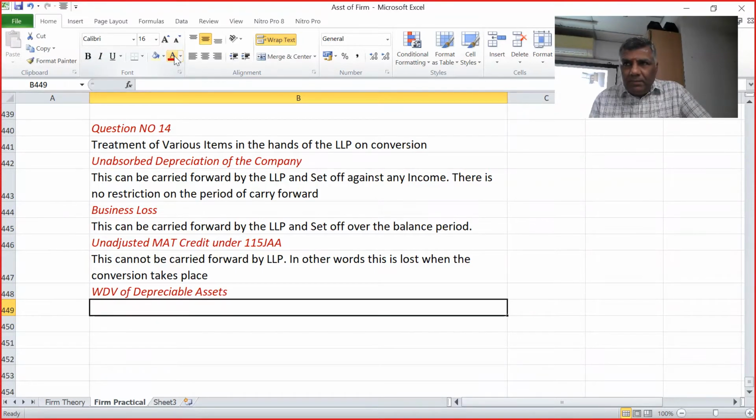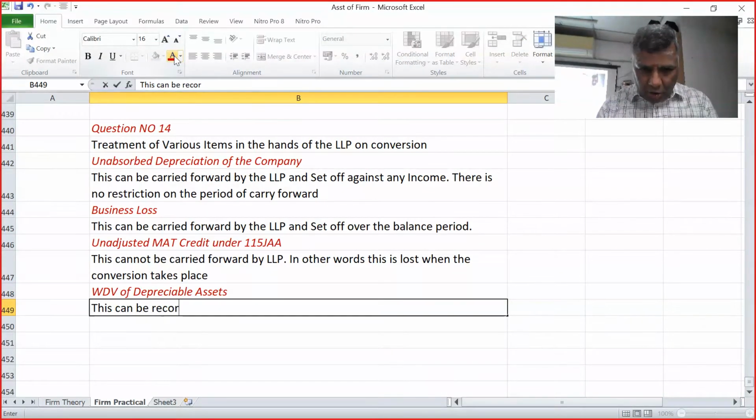What happens? Okay, we have studied this in section 43 while doing depreciation. At what value can this be recorded? At the value prevailing in the books of the transferor entity. When I say books, I mean income tax law books, the adjustment statement, where we present the value. Okay, this can be recorded only at values prevailing in the books of the company.